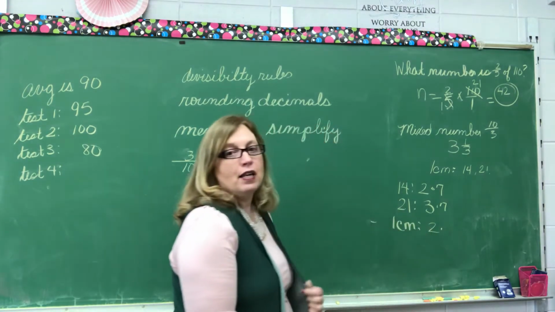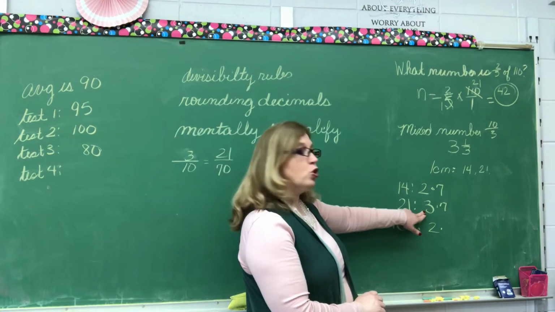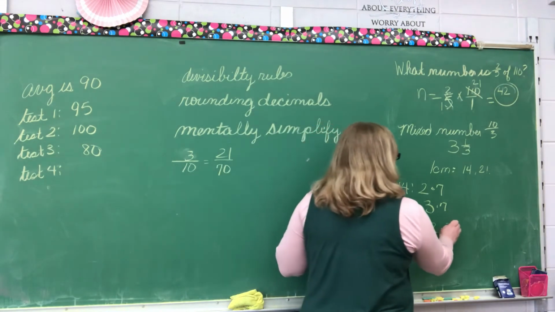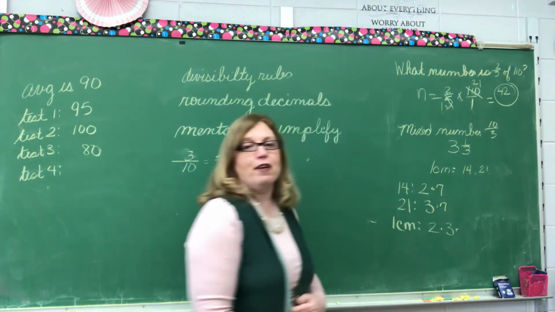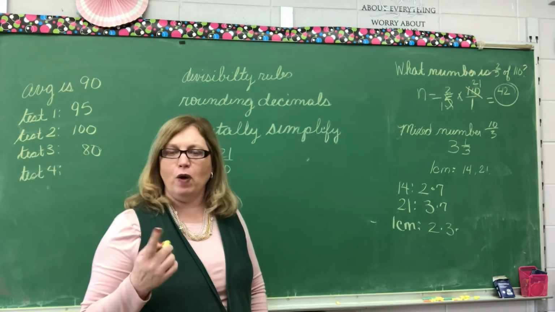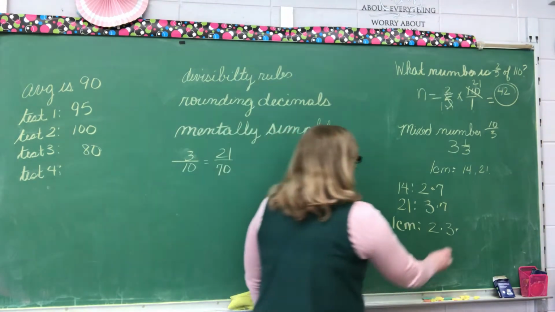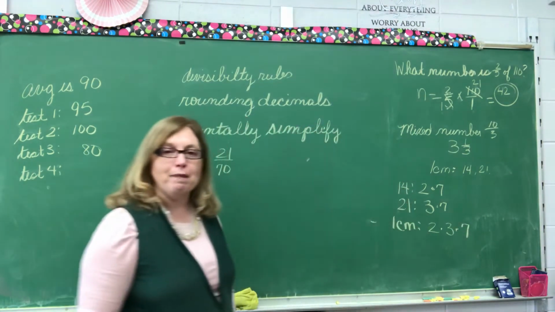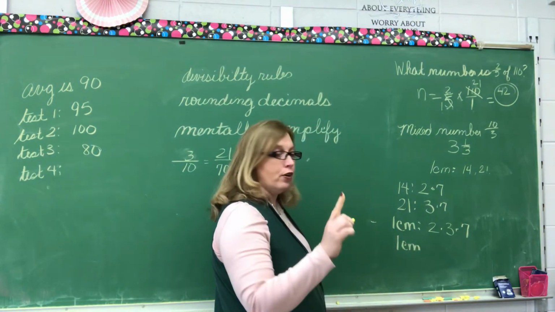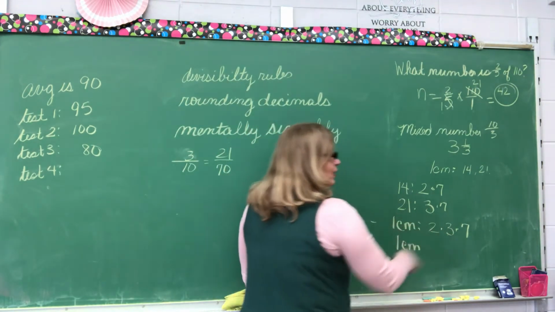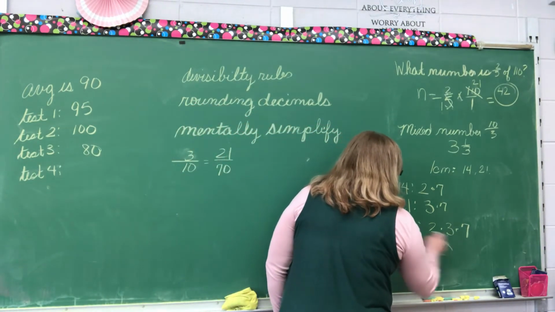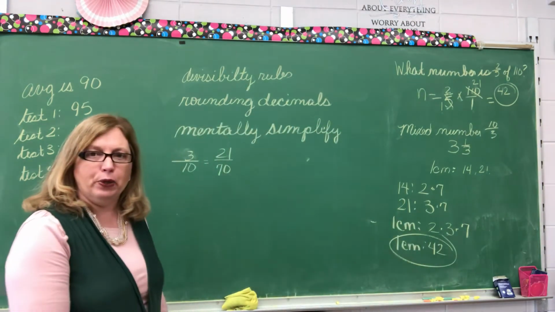Then the next one is the factor 3. 21 has more than 14 because 21 has 1. 14 has 0, so I put 1. Then I look at 7. 14 has 1 7. 21 has 1 7. They each have 1, so 1 is the answer, so we're going to put 7. Now, to find my least common multiple, I multiply them together. 2 times 3 is 6. 6 times 7 is 42. So the least common multiple is 42.